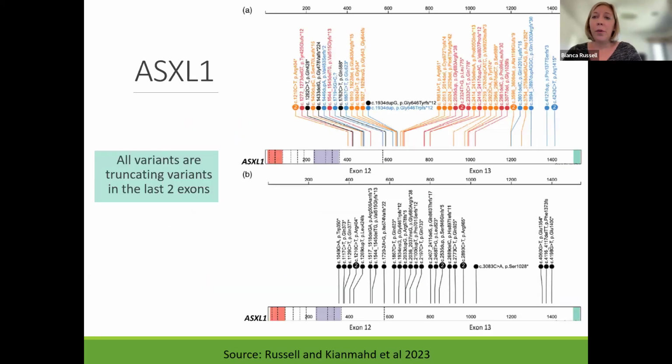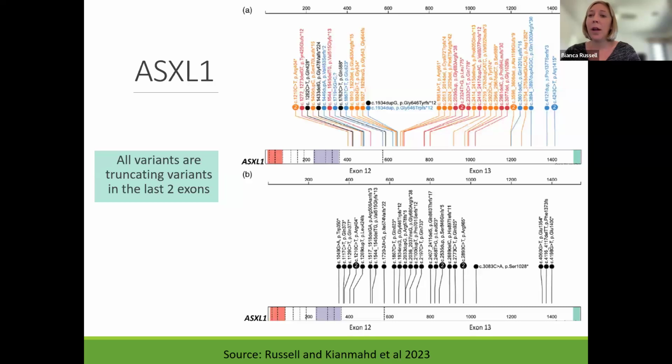This is an example from one of our publications back in 2023, where we mapped out the genetic changes that we found in the ASXL community. In this case, again, you can see exon 12 and 13 are where all the variants are located. You can see on the top, these are the ones that were reported in our paper.